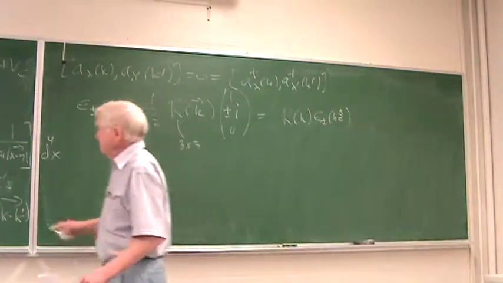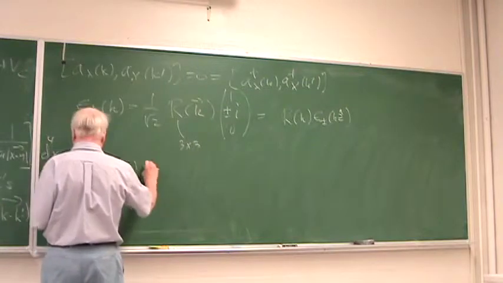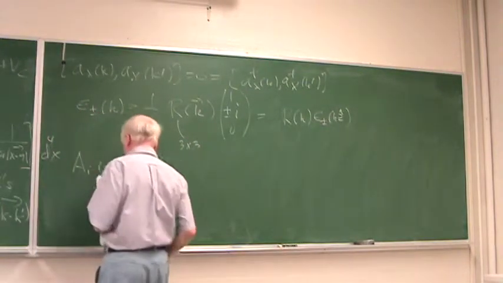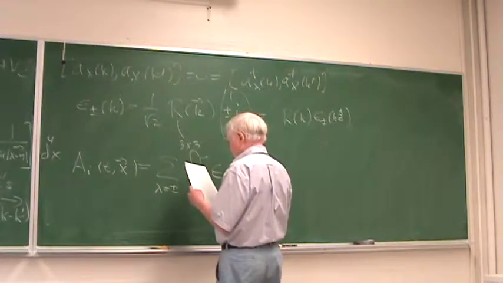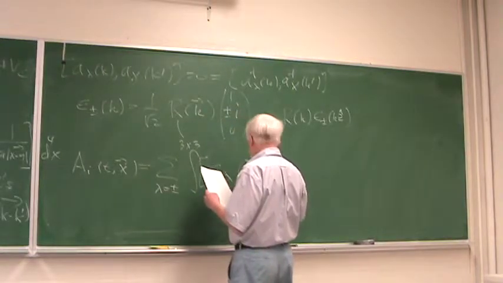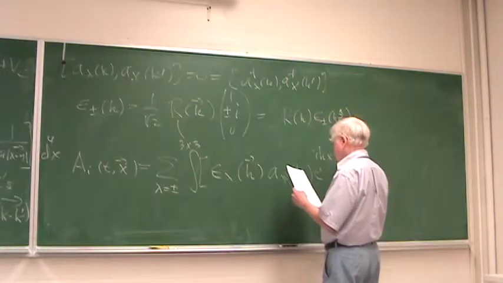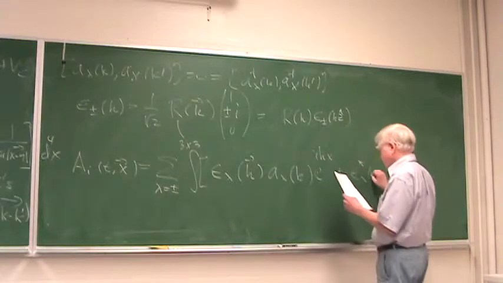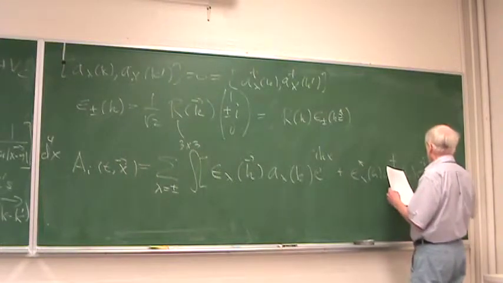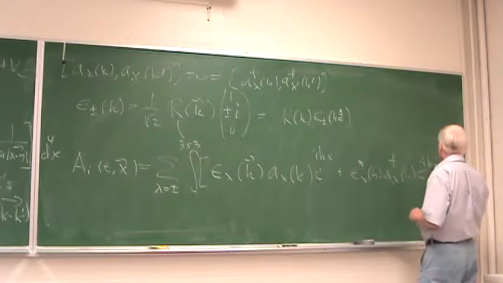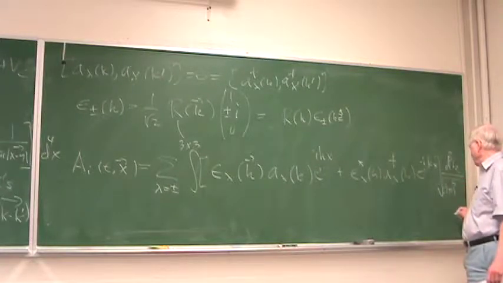Okay, now, how can we represent these commutation relations? Well, we can write A_i of t and x as a sum over lambda equals plus or minus, integral of epsilon_lambda of k a_lambda of k e^{ik·x} plus epsilon*_lambda of k a_lambda dagger of k e^{-ik·x}, and then d^3k. And the standard factor, there is some arbitrariness here, (2π)^3.